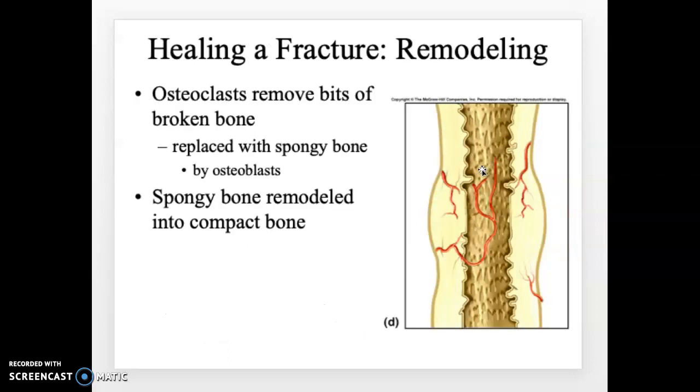And then finally, the osteoclasts start to dissolve the broken bone pieces, and osteoblasts start to build new bone, and then the spongy bone gets remodeled into compact bone.